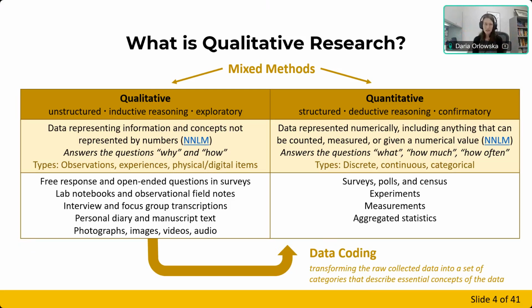So specifically, data represented numerically, including anything that can be counted, measured, or given a numerical value. It typically answers the question, what, how much, and how often. And the way that you will see this kind of data represented oftentimes is discrete, which is just a number, continuous, so maybe like over the course of years, or categorical, which is grouping things based on categories.